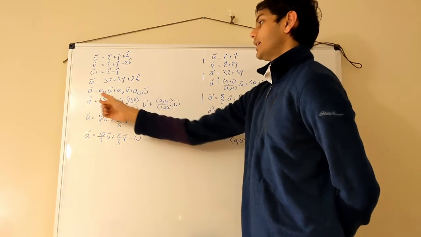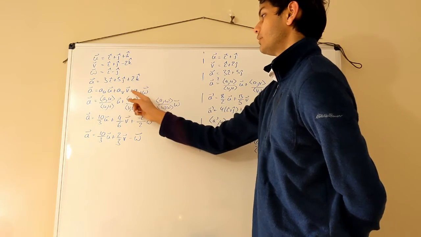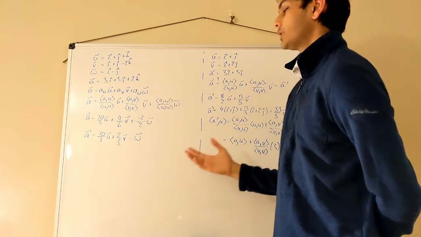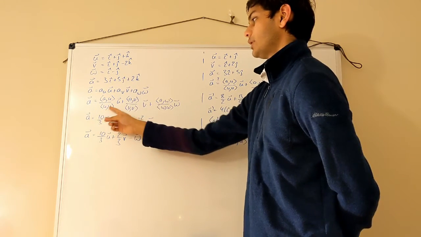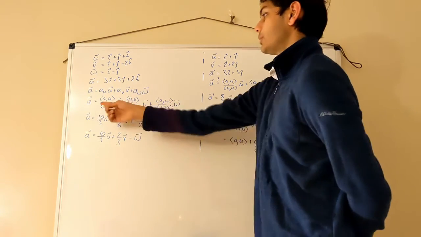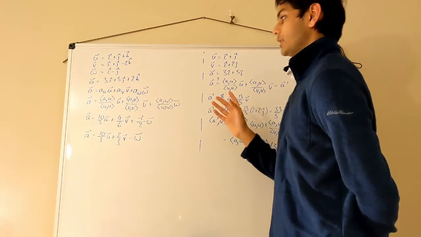But we want to express a as some coefficient a sub u times u vector plus some coefficient times the v vector plus some coefficient times the w vector. So using our projection method, we have that a sub u is the inner product of a and u divided by the inner product of u and u, and similarly for v and w. I should be putting arrows here inside the inner product, but I'm just too lazy. That'll be a lot of arrows.